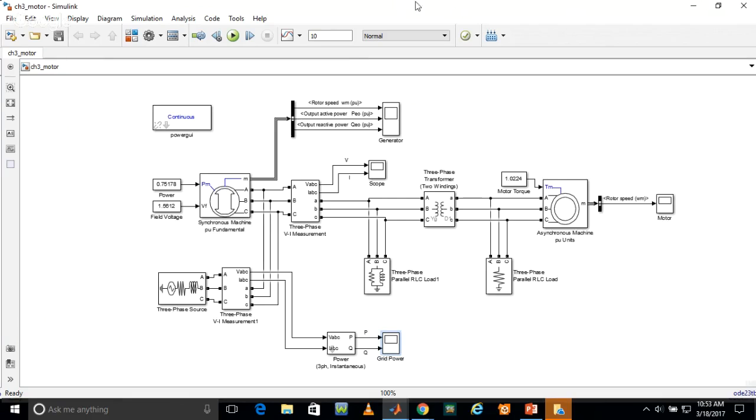So by doing the load flow analysis, the whole circuit will initialize in a faster way. If we have a single machine, we can go directly to the load flow analysis or go for machine initialization.